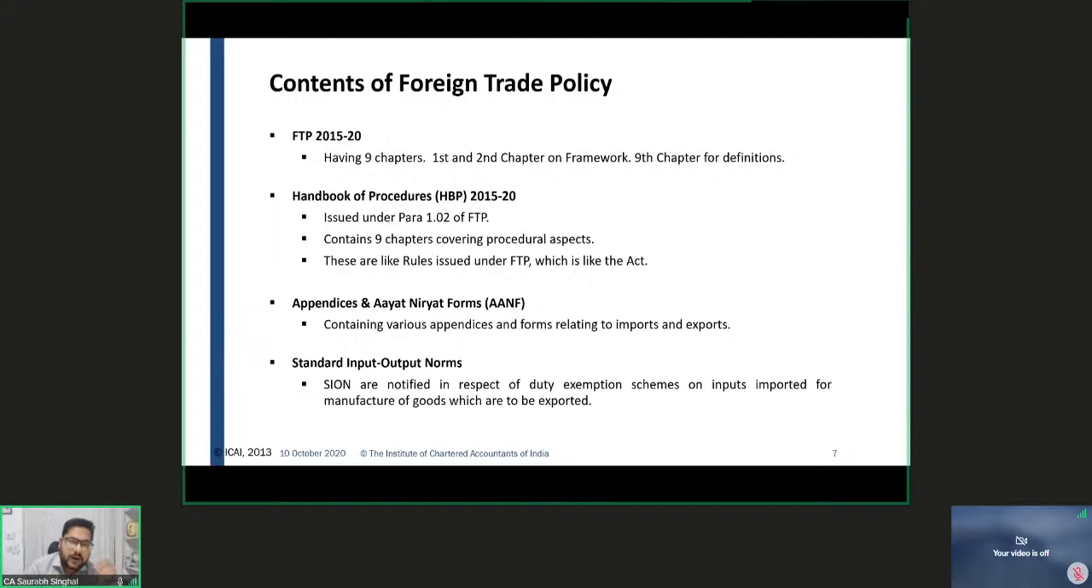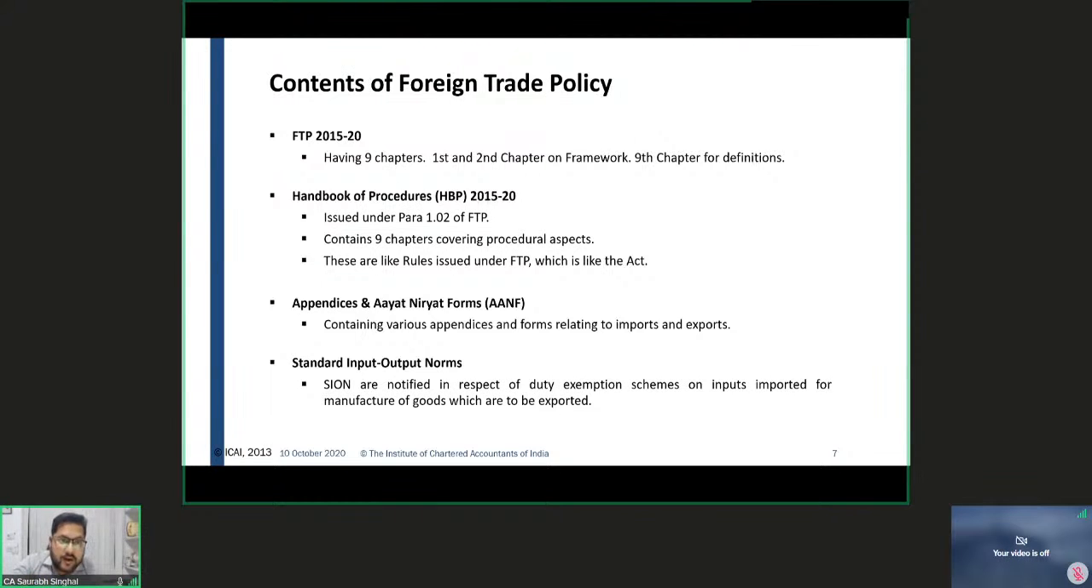Again, the foreign trade policy does not have sections, subsections and clauses, because it's a policy document. It is chapters and paras. So whenever you refer to the foreign trade policy, you don't refer to sections, you refer to paras and chapters. Unlike in various taxing statutes where the second section is the definition section, in the foreign trade policy, the 9th chapter is the chapter for various definitions for words used under the foreign trade policy.